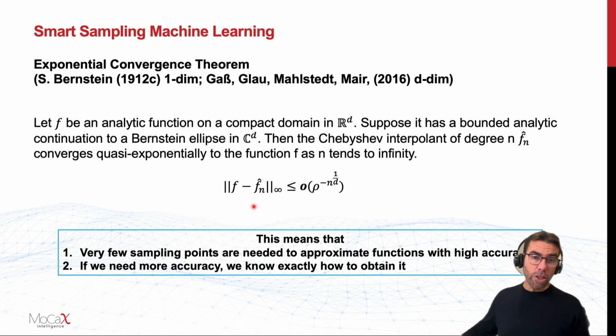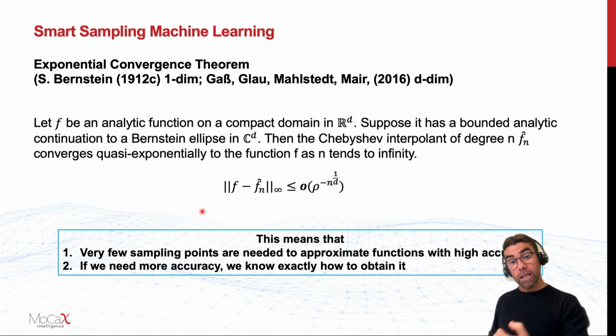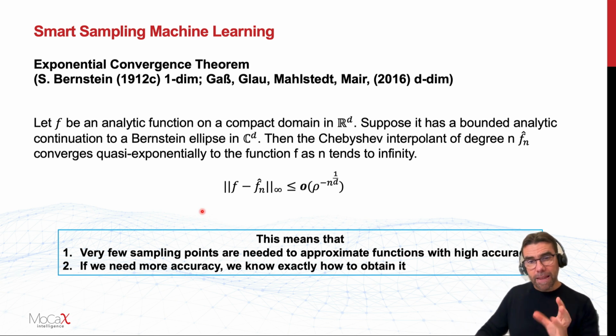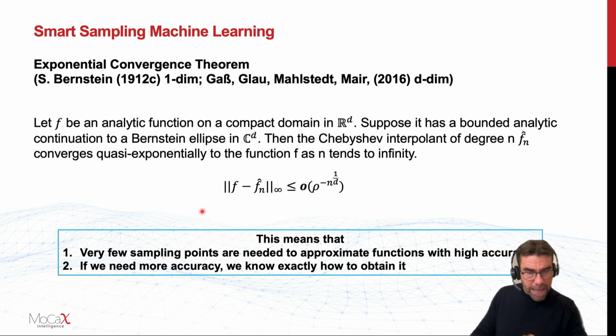Secondly, something also quite interesting is that if we want more precision, more accuracy for whatever reason, the Chebyshev theory gives us a prescribed way to achieve it. So we don't need to try and error things. We know exactly how to increase the number of points to exponentially fast increase the accuracy. Okay, so this is the basis of Chebyshev tensors that we are going to leverage.